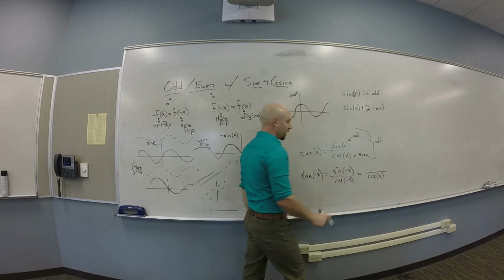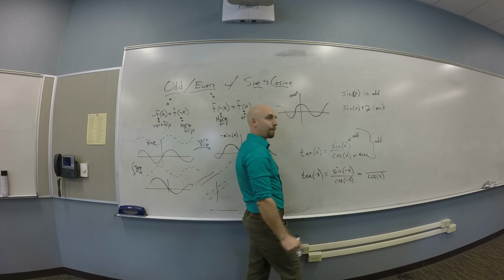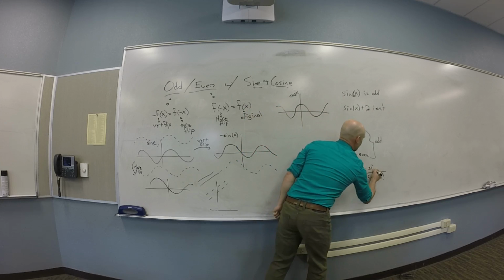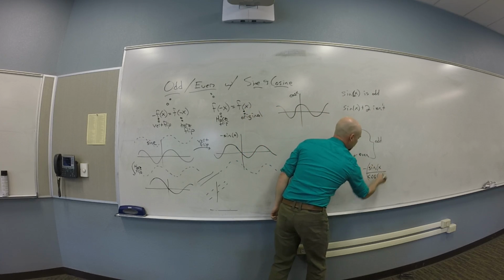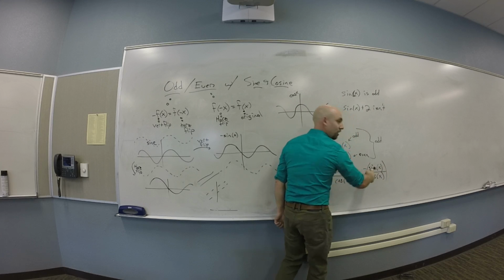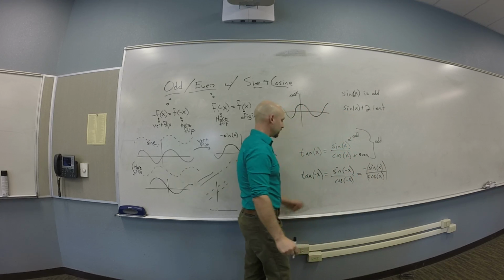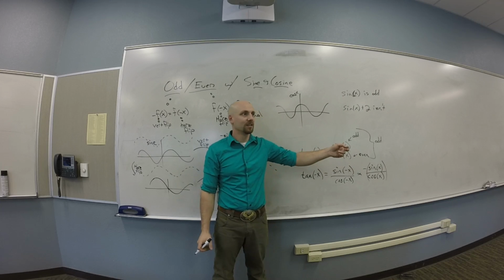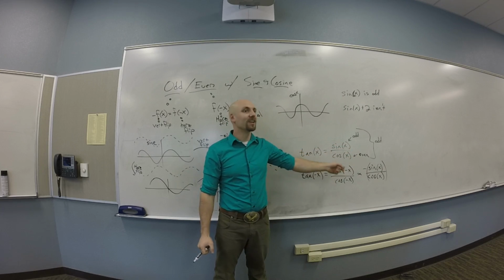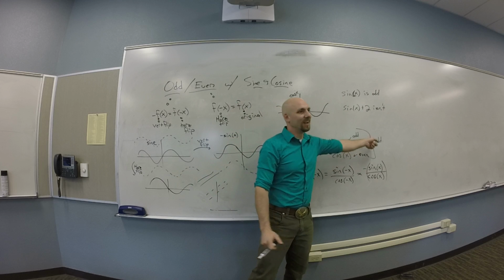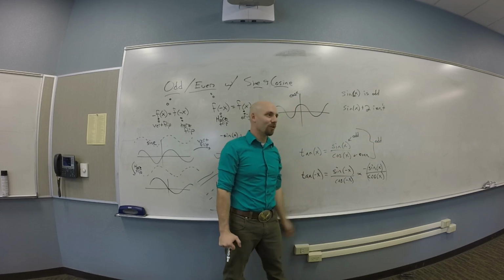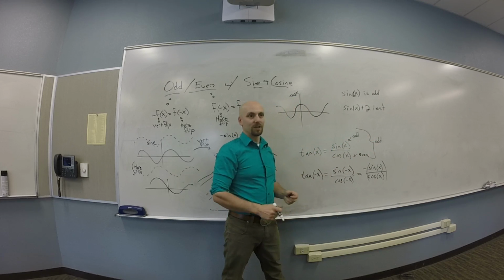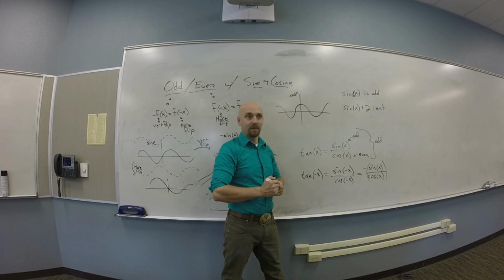And what's sine of minus x? Negative sine of x. And that is tangent. So I got tangent of negative x is negative tangent of x. Whoa, that's an odd thing, because I expected it to be odd, and lo and behold it is. You guys cool with that? Cool.